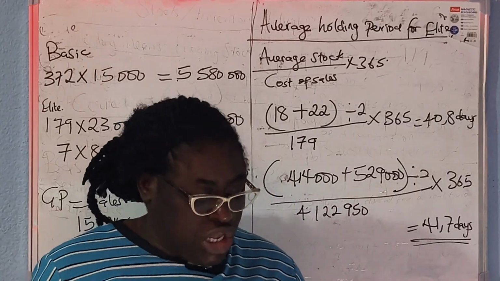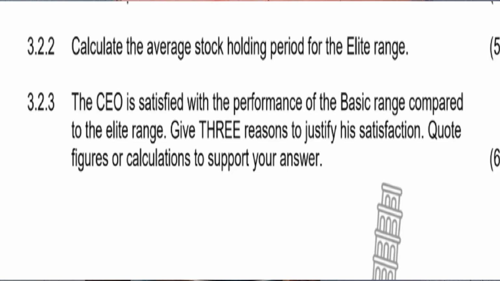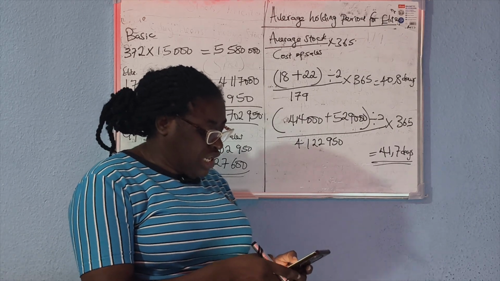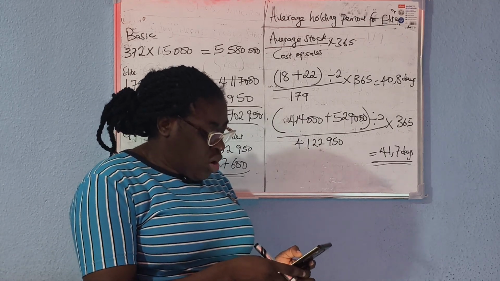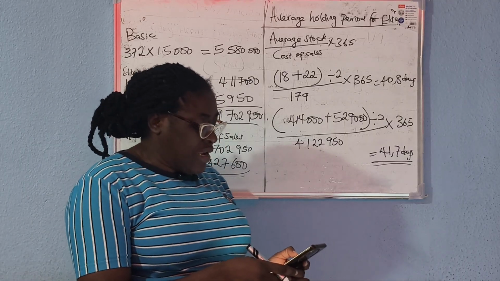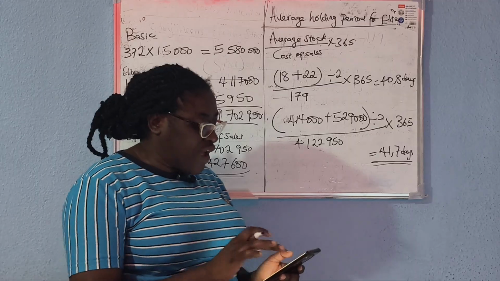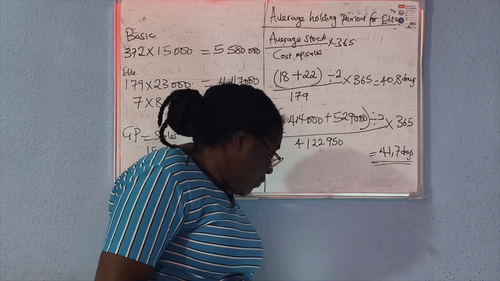Now, the CEO is satisfied with the performance of the basic range compared to the Elite range. Give 3 reasons to justify his satisfaction. Quote figures and calculations. They said the owner of the business is satisfied with the basic range compared to the Elite range. And then we are asked to support his satisfaction by quoting some figures.